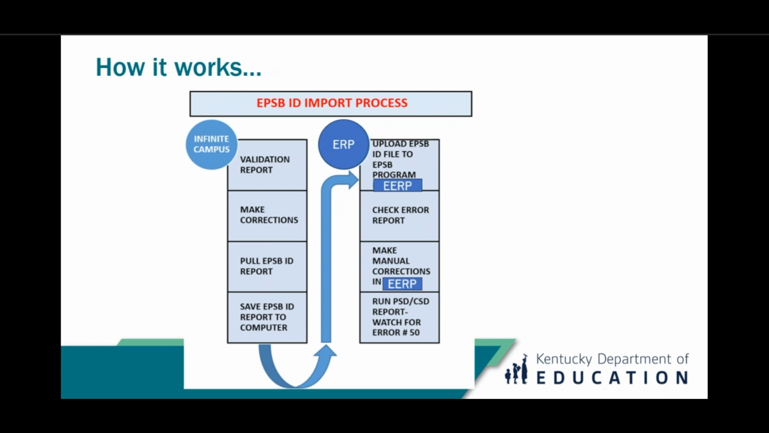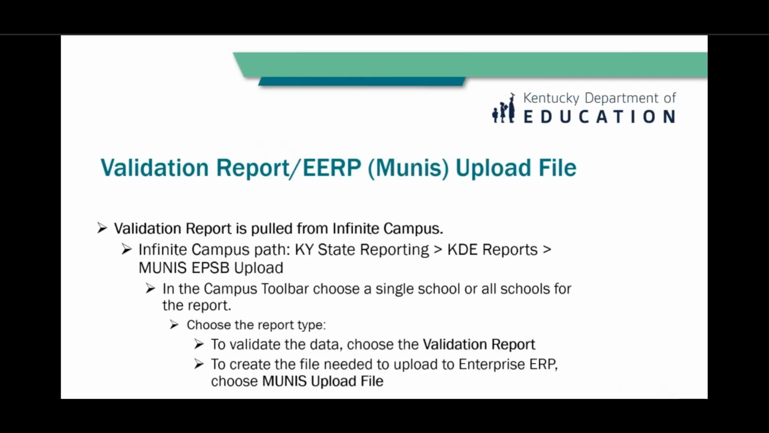Then you'll move over to EERP. You'll upload the EPSB ID file to the EPSB ID program. You'll check the error report, make manual corrections in EERP, then you'll run your PSD-CSD report and watch for errors. So the validation report itself and the EERP Munis upload file is pulled from Infinite Campus. The validation report is.